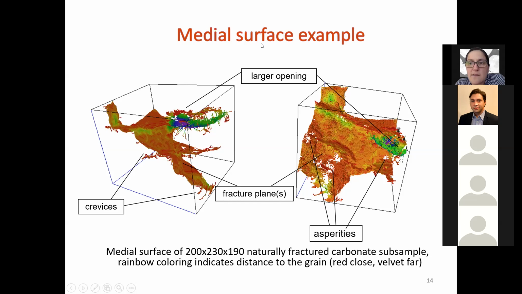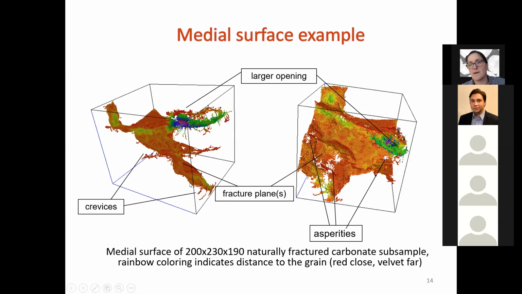So the medial surface is those pixels or voxels that I'm starting from before I actually thin this object down. And what's interesting to me, this was a naturally fractured carbonate sample that had both vugs and fractures present. Even though it's a highly irregular structure, it was obvious from the medial surface that we actually have fractures, because suddenly this medial surface, instead of a branched-out mess like it is here in the back, becomes planar. So fractures you can observe by these sorts of planar sheets of voxels.